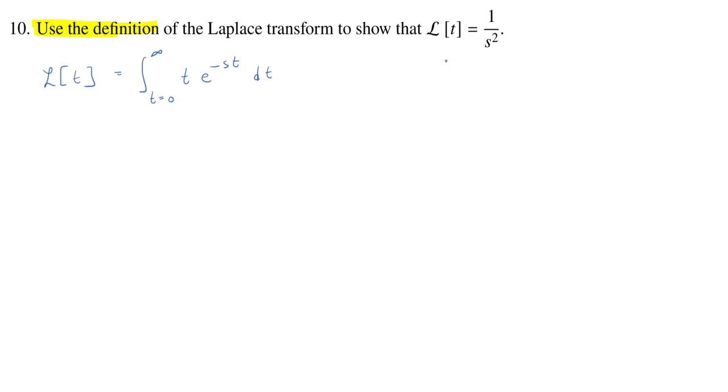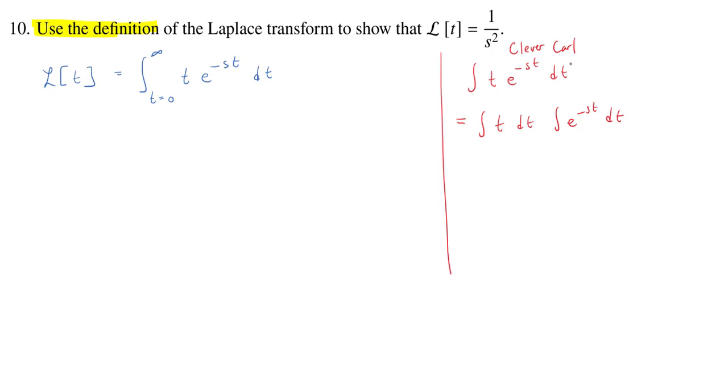Just as an aside, we're seeing this quite a bit right now. People are trying to compute an antiderivative of t e to the negative st, and what people are doing is they're writing, oh, look, I'll just break this up. Hey, doesn't that make life easier? Well, this is a clever Carl move. Clever Carl does this, and clever Carl's never right. This does not work. Not now, not ever. This is just an incorrect thing, so we don't do this.